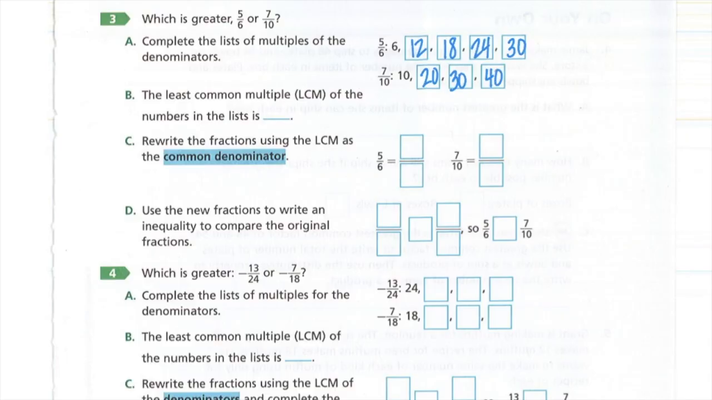The least common multiple of the numbers in the list is... Look at them. What's the least common multiple that they have in common? I see it's 30. Rewrite the fractions using the LCM as the common denominator. So 30 should be our denominator. 6 times what is 30? Times 5. So we'll do 5 times 5 is 25.